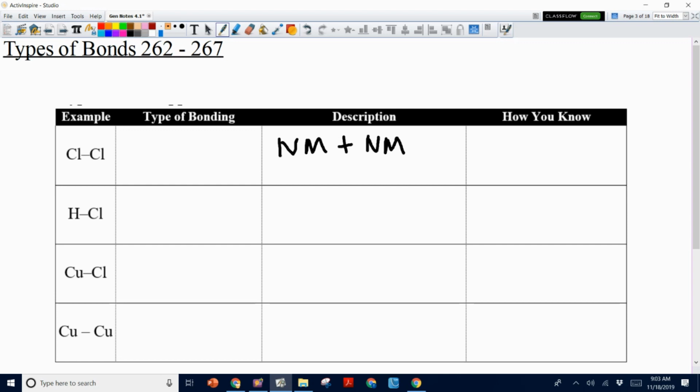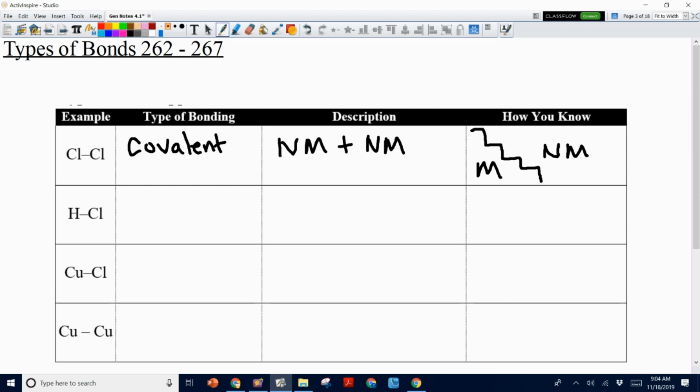How do we know that these are non-metals? The answer is because of the stair step on the periodic table. Metals are on the left side, non-metals are on the right side. Chlorine is in group 17, so that is a non-metal. So it's two non-metals bonded together, and this is called a covalent bond. Covalent, when two non-metals are bonded together.